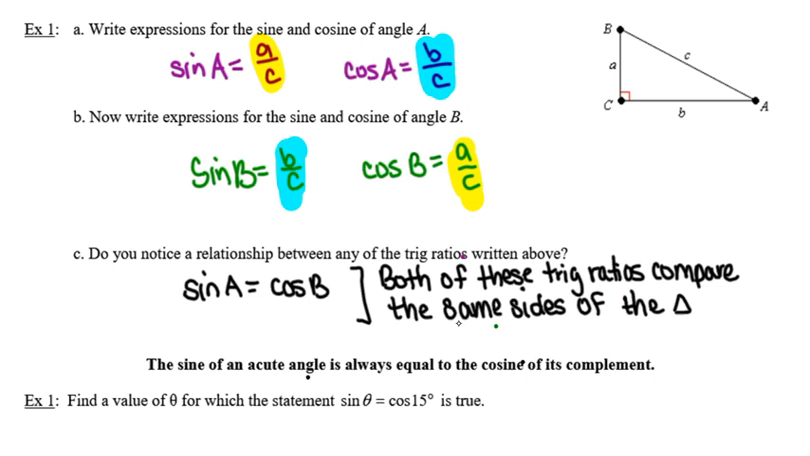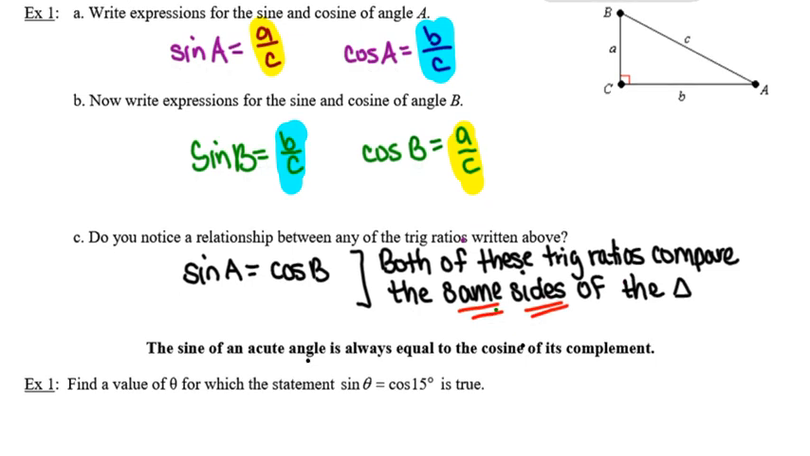Now I've heard some students say that when I do sine, it's opposite over the hypotenuse, and so the side that's opposite angle A is the same as the side that's adjacent to angle B. That's a totally legitimate way of thinking about it. It's a slightly different way to phrase it, but again, both of those ideas have the fact that trig ratios are comparing the same side of the triangle.